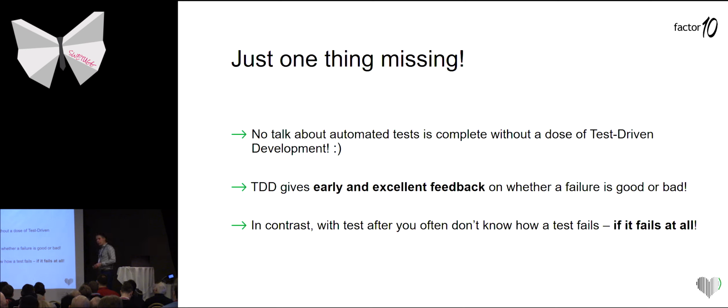In contrast, if you do test after, you won't know how the test fails, if it fails at all, because when you do test after, there's a pretty big chance or risk that you end up with tests that actually don't fail at all when things go south. So use test-driven development to look at the failures early on. And also bad failures also disturb the TDD cycle, the loop, red-green-refactor, because they slow you down.